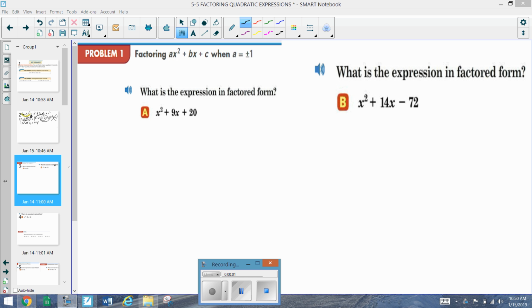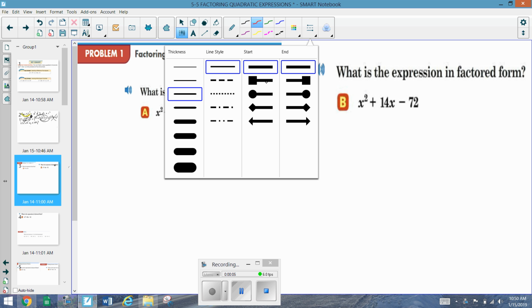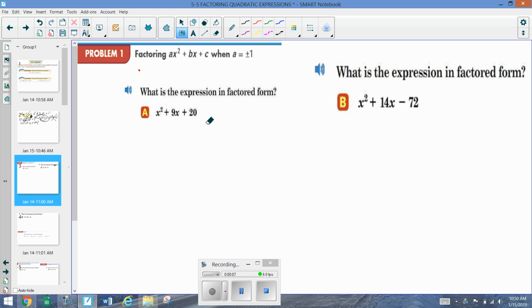What is the expression in factored form? So you need two numbers. When you multiply those two numbers, you're supposed to get 20. Let's say it's 10 and 2. That works. But at the same time, when you add these two numbers, you're supposed to get 9.